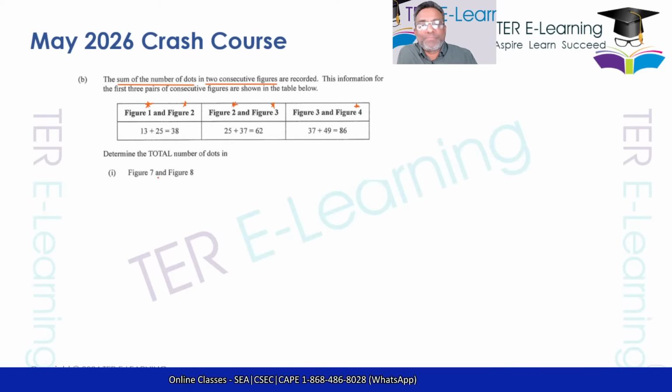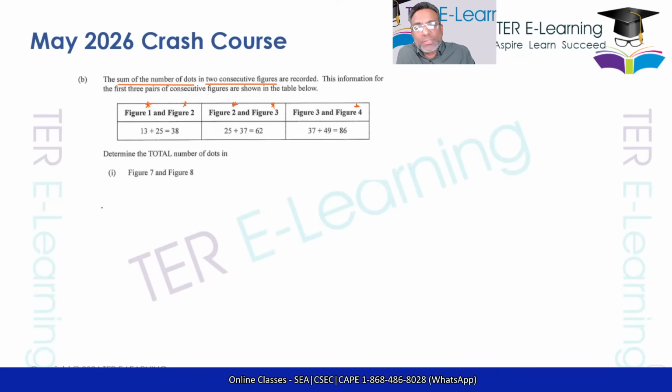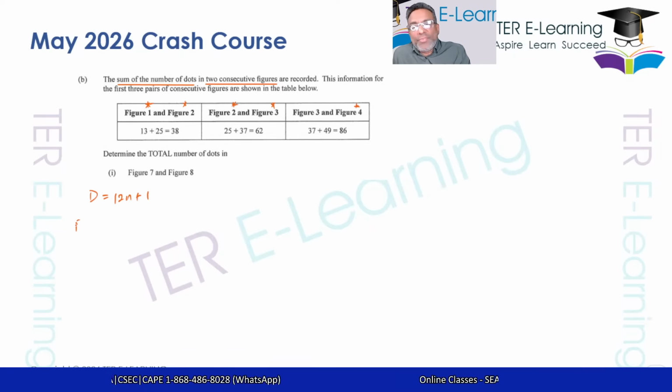We want to determine the total number of dots in figure 7 and figure 8. So remember, we do have a formula for the number of dots. It is 12n plus 1. So D is equal to 12n plus 1. That's how we work out the number of dots. So for figure 7, the number of dots is simply going to be 12 by 7 plus 1. So 12 by 7 is 84 plus 1. That's going to give you 85.